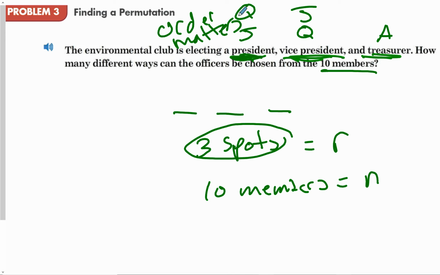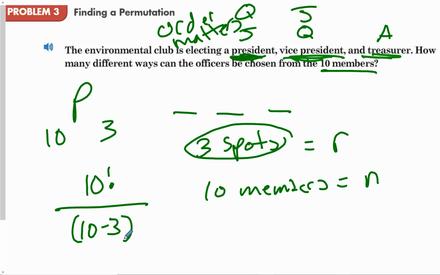Okay, so then we can go ahead and set up our permutation notation. So P, and then our N is 10, and our R is 3. And then I can use my formula. The 10, the N, goes on top. Always the bigger number is going to go on top, okay? And then it's these two minus each other, so 10 minus 3. So that's 7. And then I'll take the factorial. So it's 10 factorial over 7 factorial.